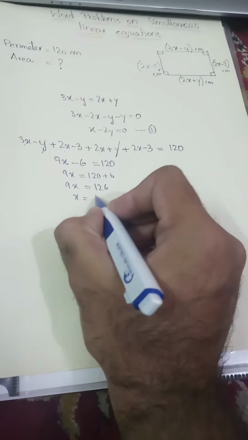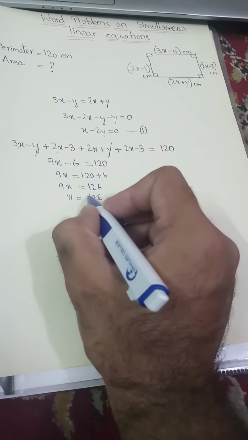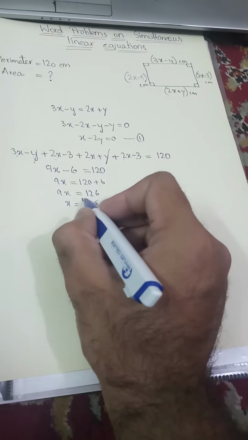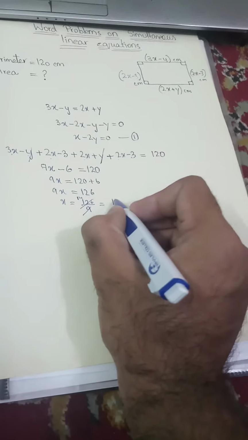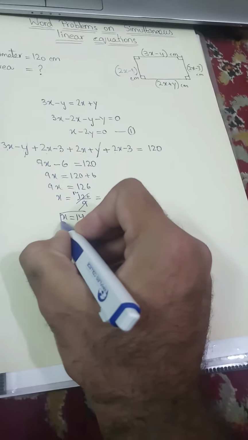Since this 9 is being multiplied over here, I will shift it on the other side. 126 divided by 9 equals 14: 9 ones are 9, 9 twos are 18, and I've got 36, 9 fours are 36. So the value of x is equal to 14.